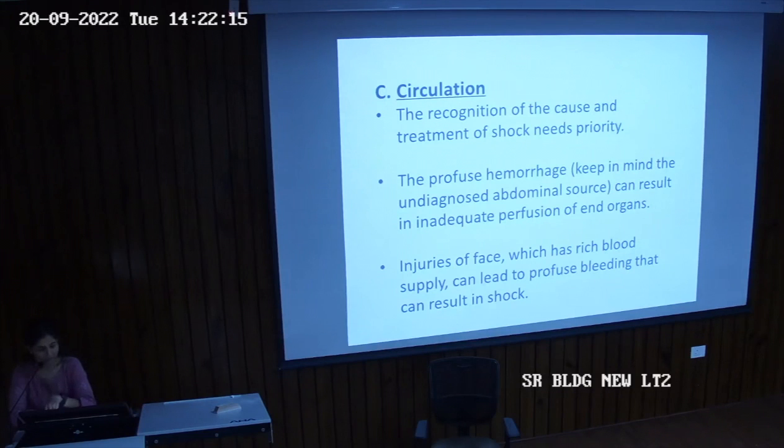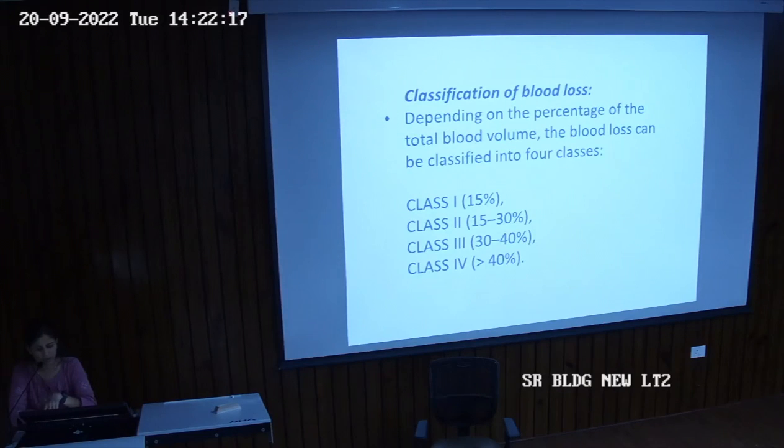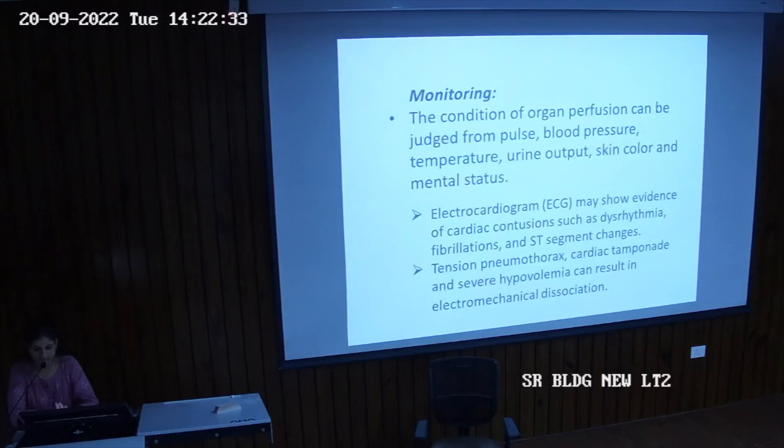Okay? So circulation, blood loss. Depending on the percentage of blood volume that is lost, we divide it into 4 classes. Class 1 is up to 15% of your total blood volume. Class 2 is 15 to 30% of your total blood volume. Class 3 is 30 to 40%, and more than 40% is class 4.